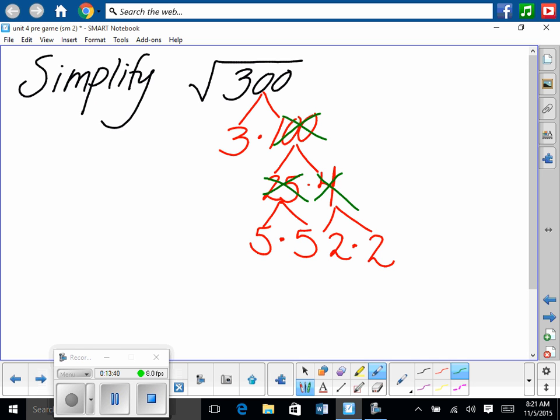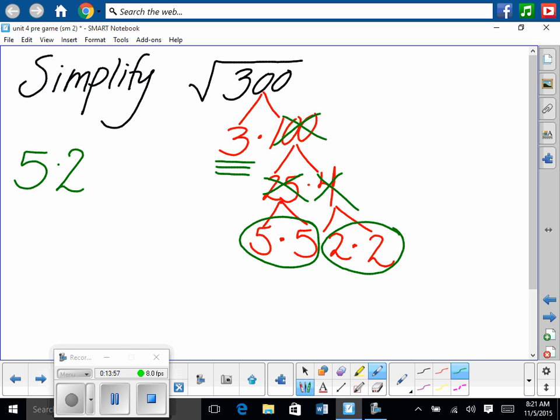All right, so let's pull out groups of 2. So we have a 5 that can leave because there's 2 5s. So a 5 is going to be on the outside, right? And a 2 is going to be on the outside because there's 2 2s. So on the outside, 5 times 2. Left underneath is a 3. So we have 5 times 2, and underneath the house is a 3.